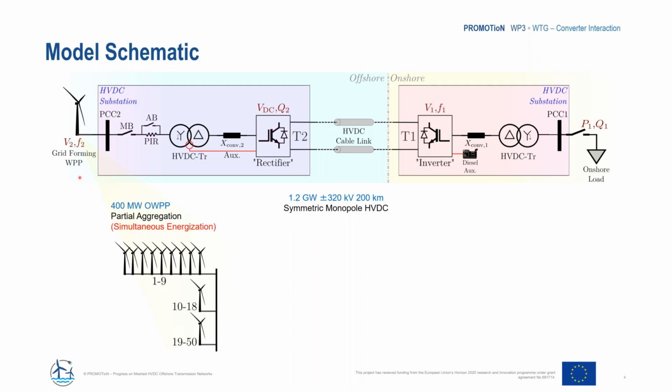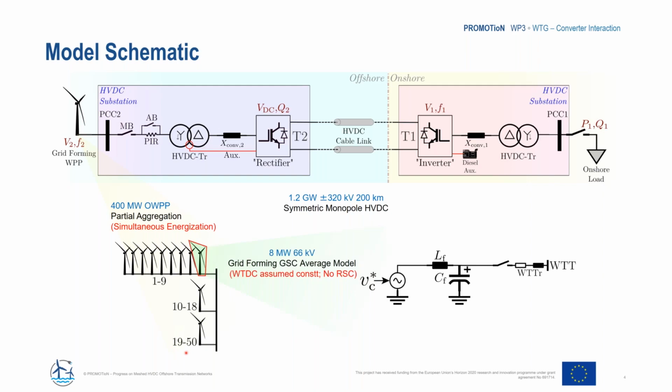The offshore wind power plant is modeled with partial aggregation. So you have one string with 9 individual wind turbines. The second string is modeled as an aggregate, and then the remaining 32 wind turbines are modeled as one wind turbine. Each wind turbine consists of this structure. So we have the voltage source connected to the filter of the converter, and then we have a wind turbine transformer. Now this is an average model of the grid side converter of the wind turbines, assuming that the DC link is maintained constant by the rotor side converter control.